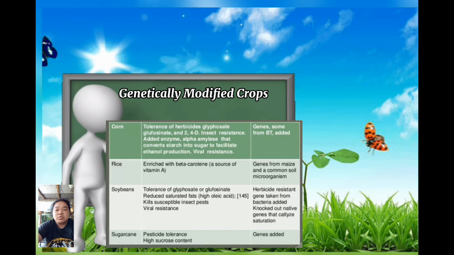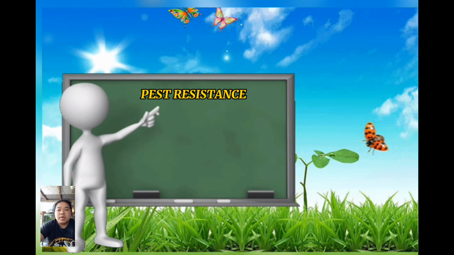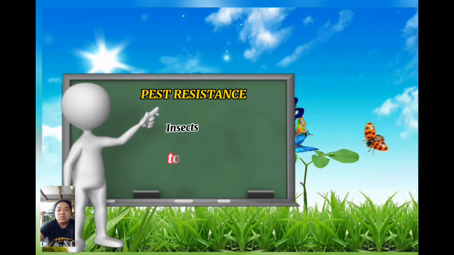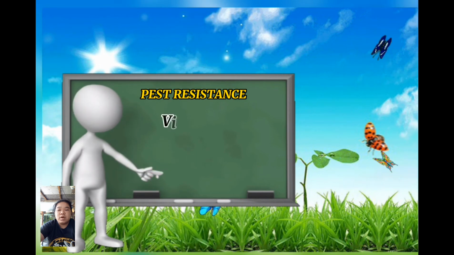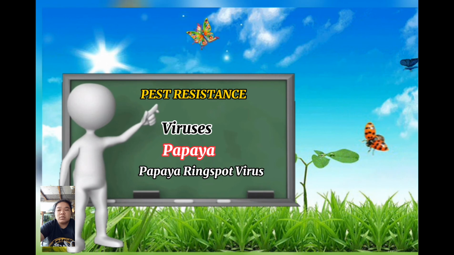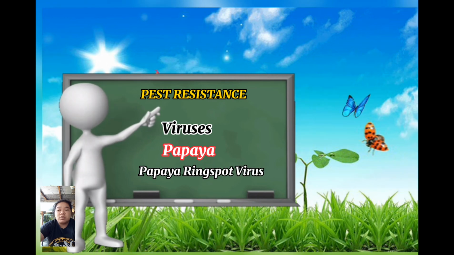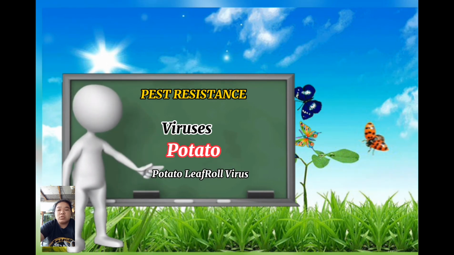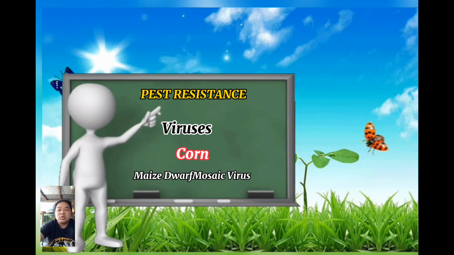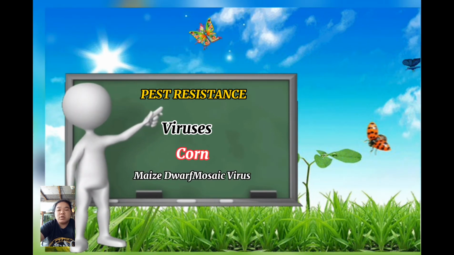And here are the genetically modified crops. Here's the illustration. And the pest resistance: the insects from tobacco, corn, rice; viruses from papaya ringspot virus, from the potato leafroll virus, and in corn, the maize dwarf mosaic virus.